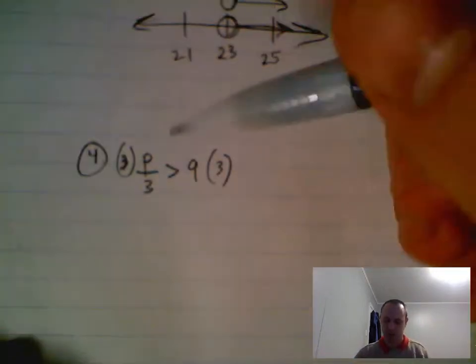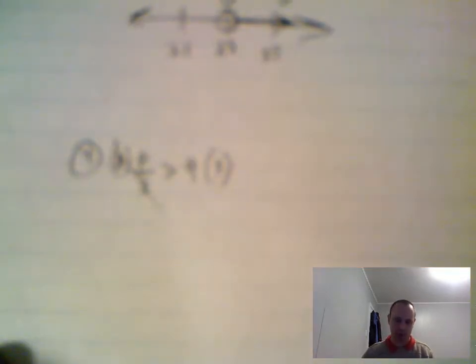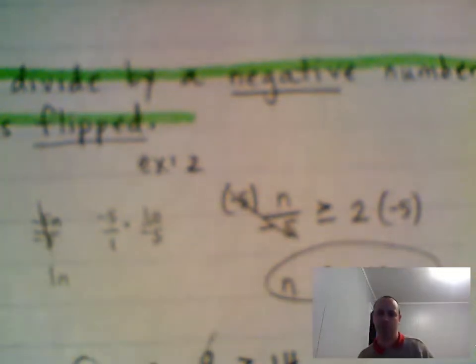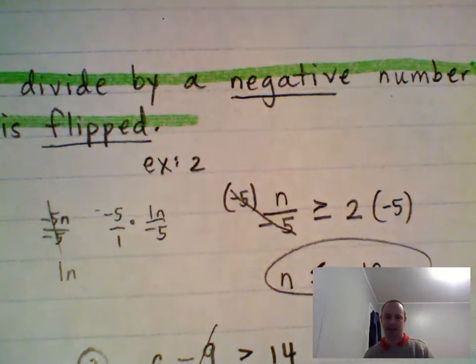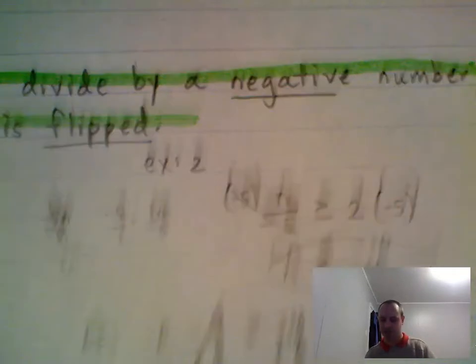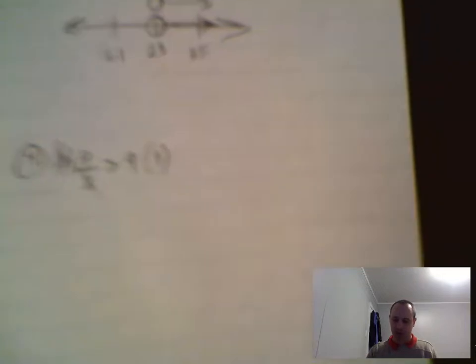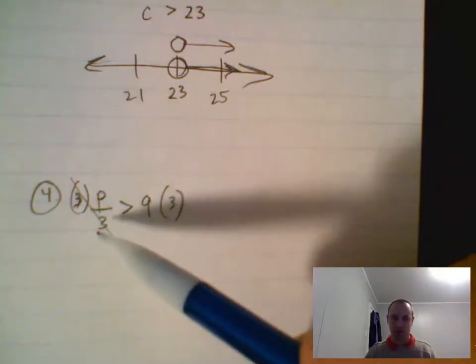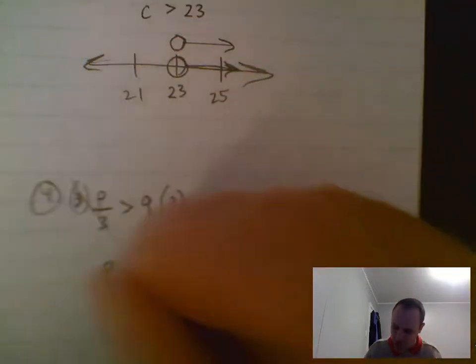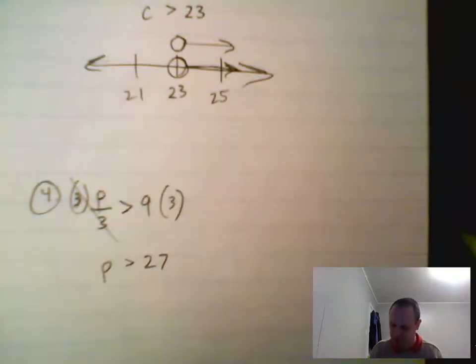3 divided by 3 crosses off, so that's 1. Doesn't just happen magically, right? It happens through this process up here that we talked about in our notes. And if you're struggling with what's happening behind the scenes and you want to ask me, I'd be more than happy to help you with that. But there's a reason why these cross off. It's not magic. So when I times both sides by 3, we're going to get p is greater than 27.